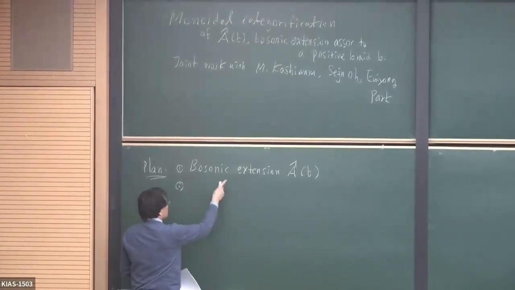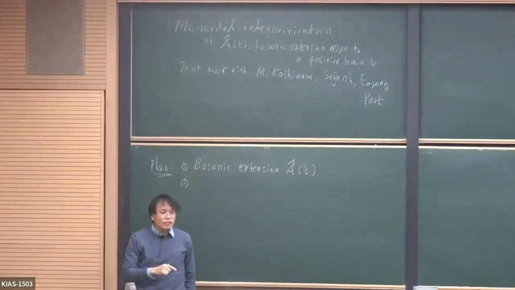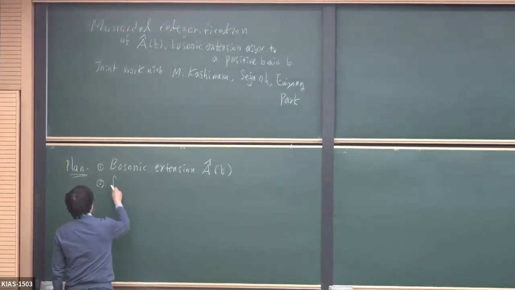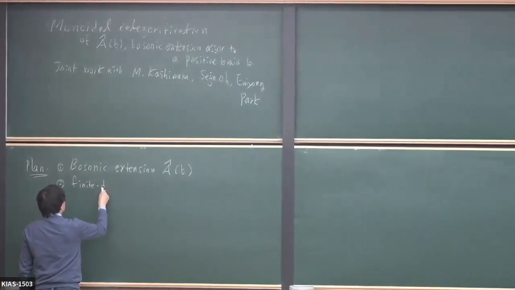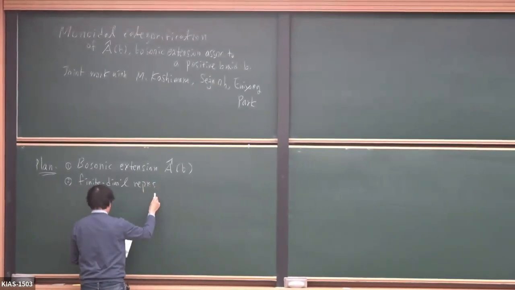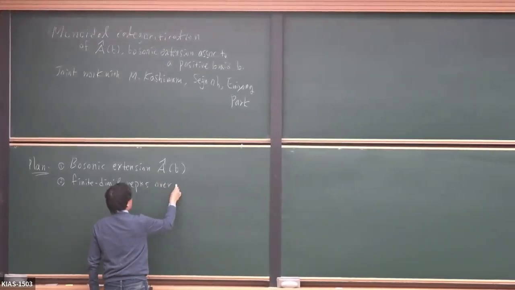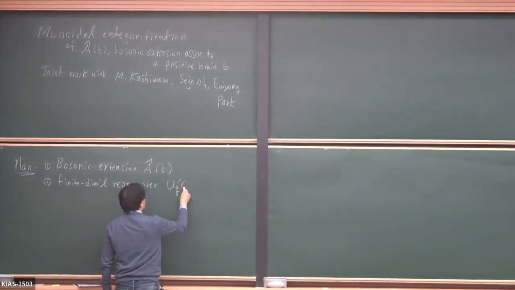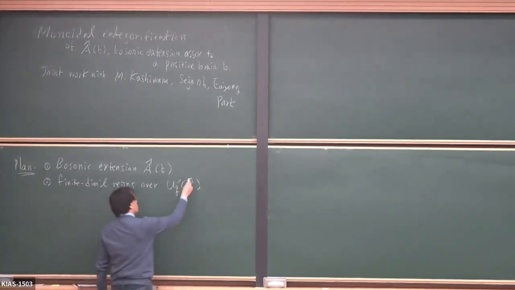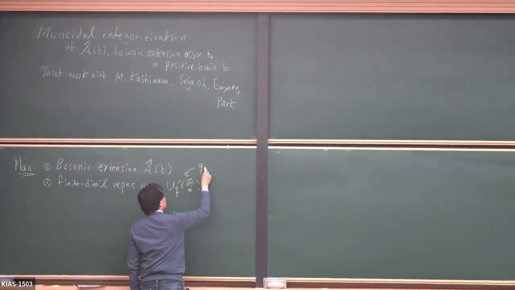The second is the reason we are interested in this algebra: we are interested in the finite-dimensional representations over the quantum affine algebra, U_q prime of G hat. This is my notation for the quantum affine algebra.